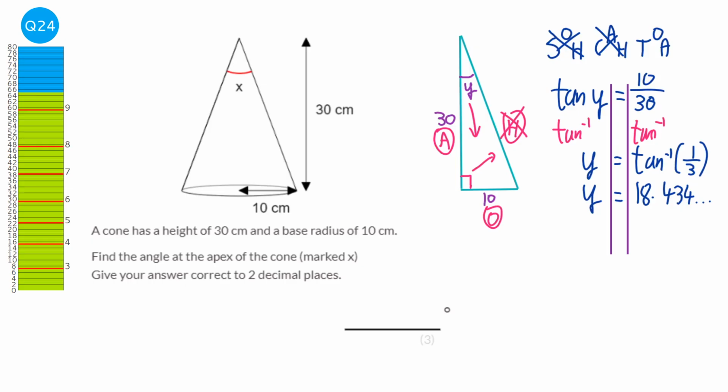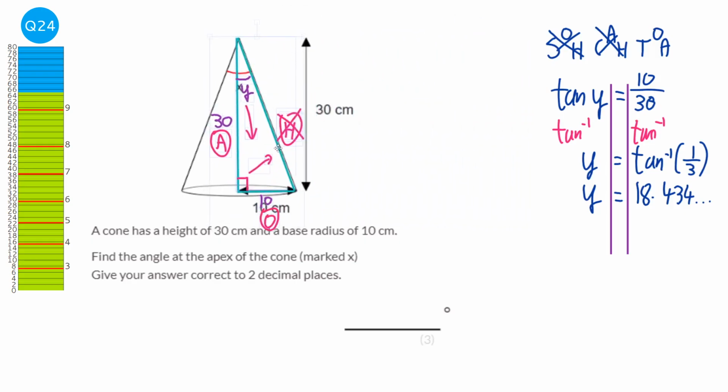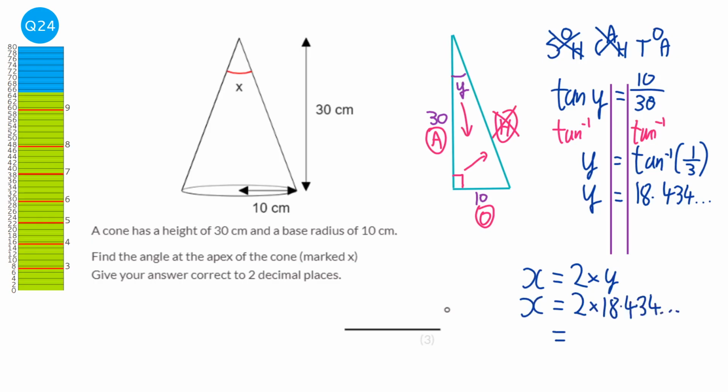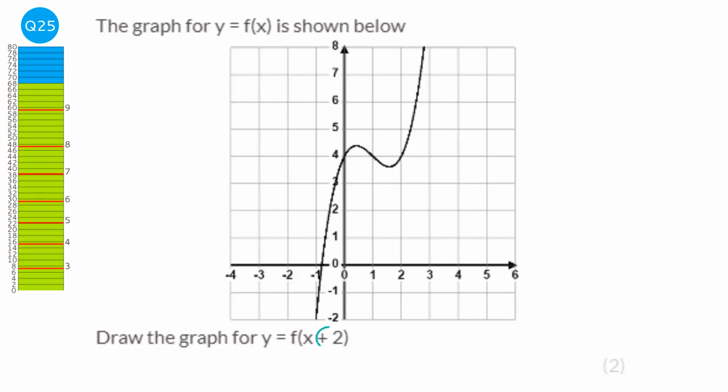Now, what I did at the start was I moved the diagram away from the cone. Let's just move it back and we'll see the fact that y is exactly half of x, because we've done a line straight down the middle. So to find out what x is, all we need to do is double y. So x is going to be 2 times y. So that's going to be 2 times the 18.434 blah blah blah. And so that is going to be 36.869, etc. And it wants it to correct 2 decimal places, so that's going to be 36.87 degrees.